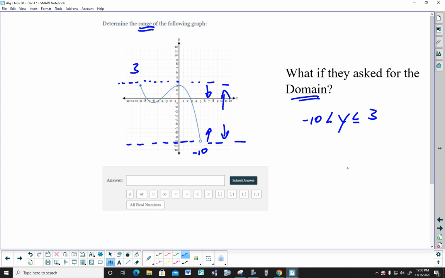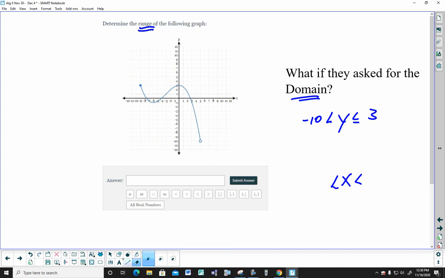What if they asked you for domain? Well, domain is the x's, so we'll start like this. Okay? I can remove this stuff if that helps. Domain is your x's. It's trapped for x's between these vertical lines. These are the x's that get used. The smallest x is -9, and the biggest x is 5. You're trapped between there. Smallest number goes on the left, biggest number goes on the right.